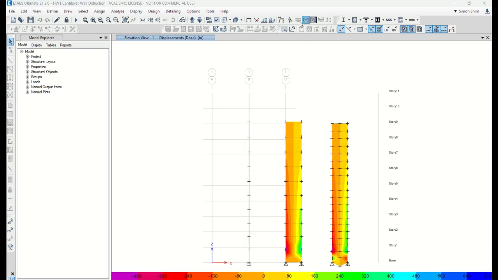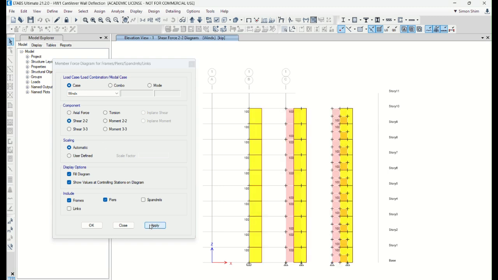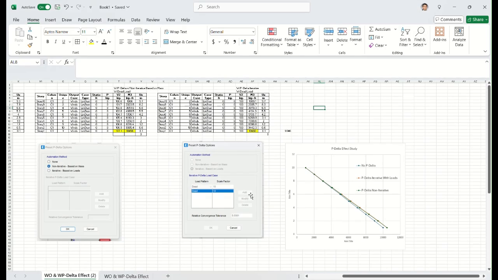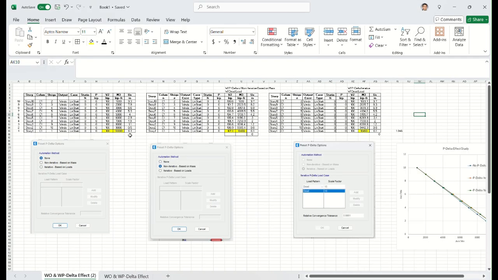I'm going to turn on the shear force diagram again. But in this case, the iterative method doesn't increase the shear forces. Instead, it increases the bending moment a little bit more. So the bending moment value at the base is slightly bigger than the non-iterative method. Here I see 10,400, almost 60, right? So I look at this and copy all the output.